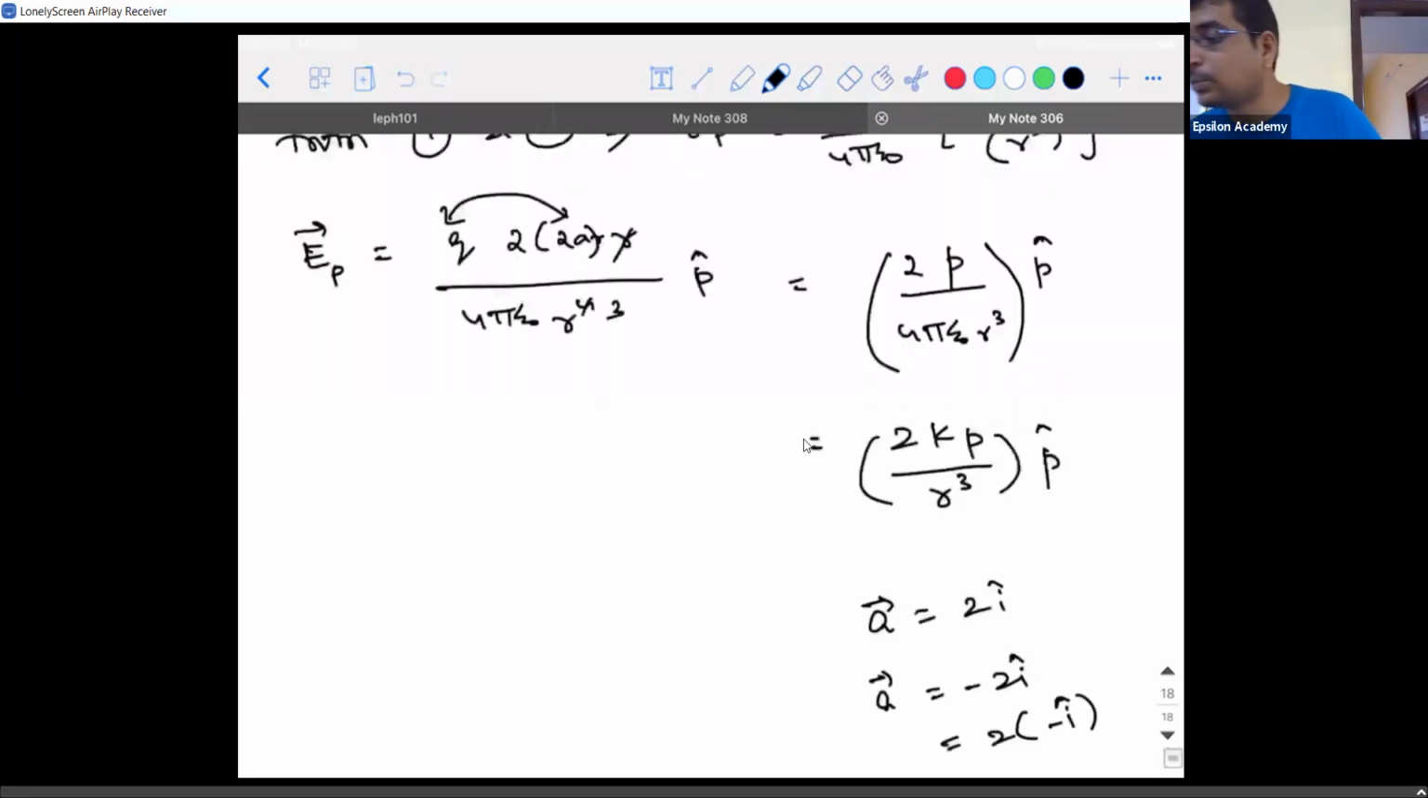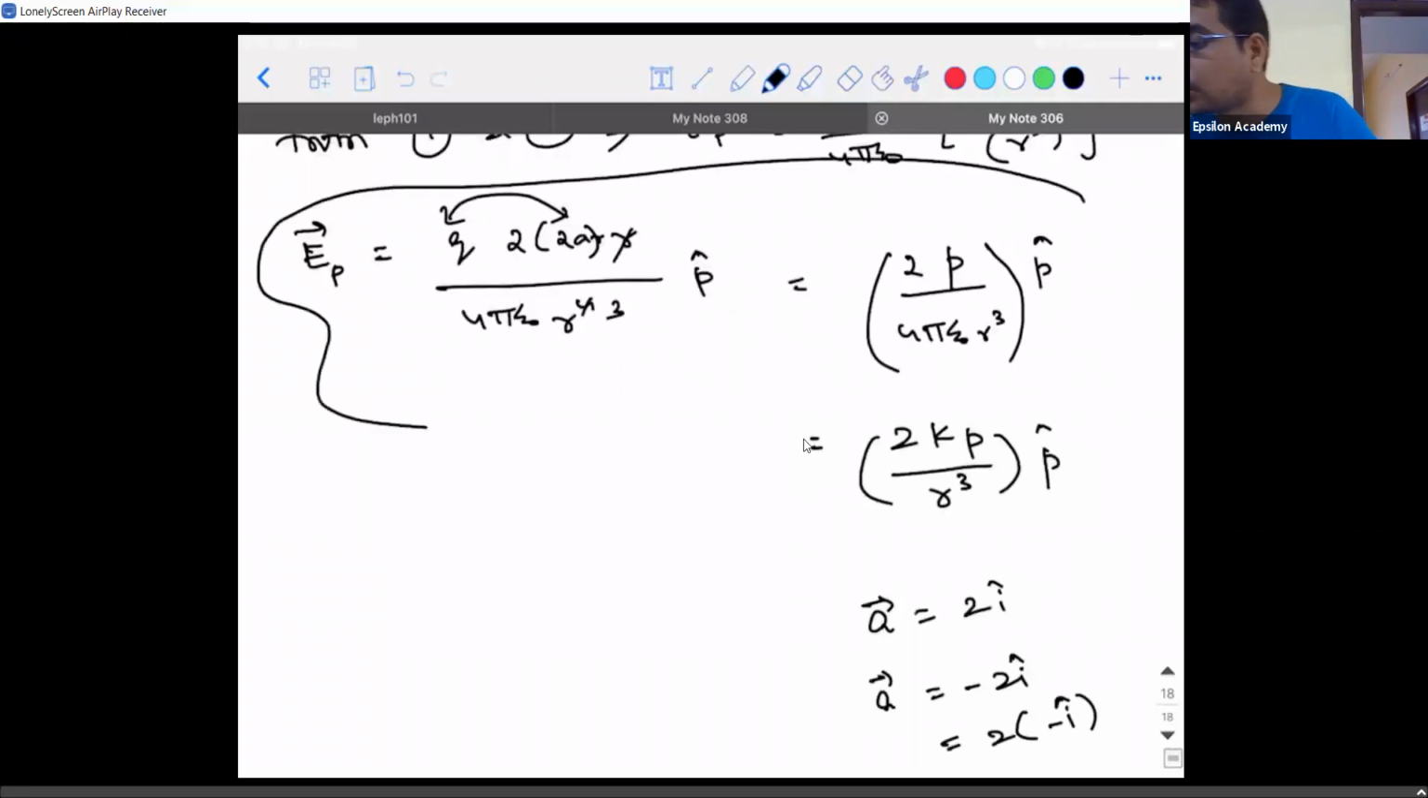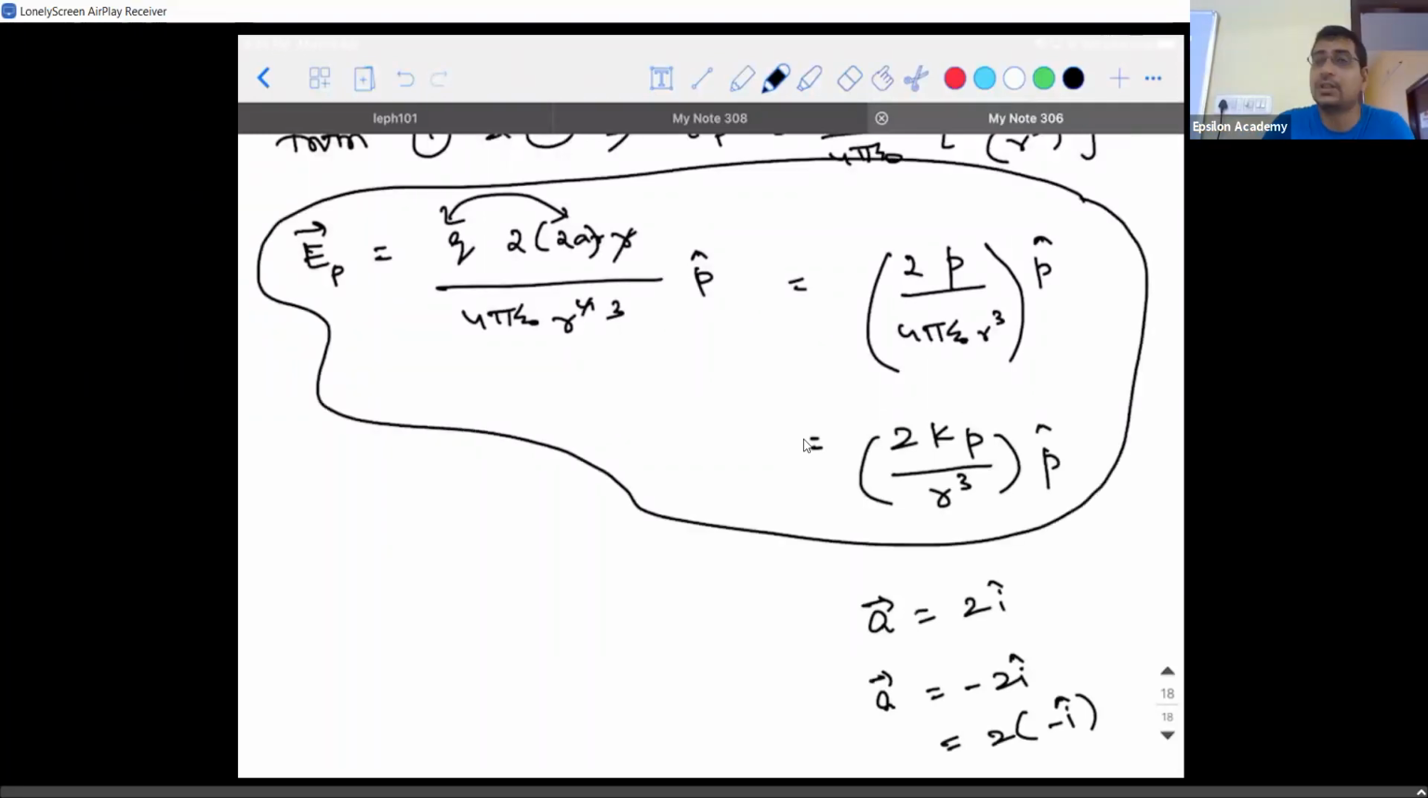So keeping all these points in mind, observe an important point here. This can be an assertion reason based question. Please be very careful. The electric field due to a dipole at axial point is always in the direction of the dipole moment. Please make a note of it. This is a very, very important note.